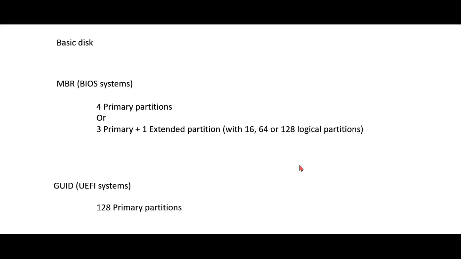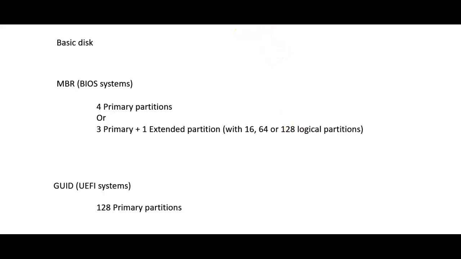The MBR partitioning system has the capability of 4 primary partitions on a disk, or 3 primary and 1 extended partition. If you're using the 3 primary and 1 extended partition, you could make 16, 64, or 128 logical partitions on that extended partition. It depends on the version that you're working with. If you have a GUID system, you can have up to 128 primary partitions.